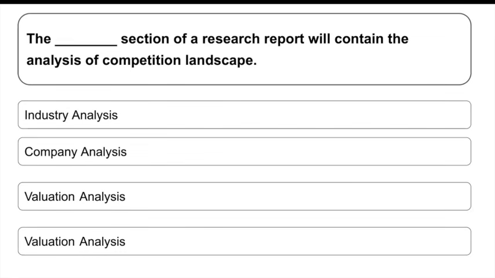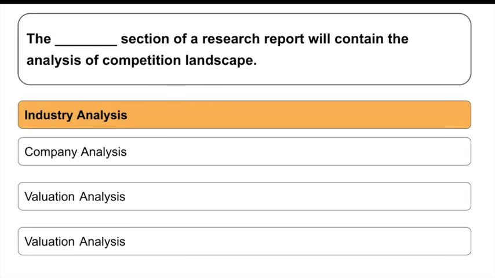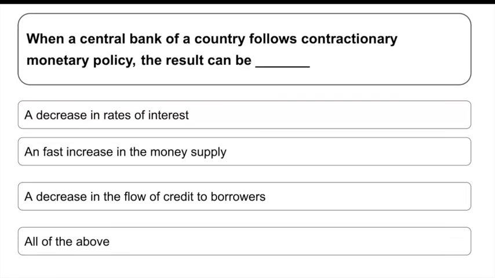Next question. The dash section of the research report will contain the analysis of the competition landscape. Options are A, industry analysis, B, company analysis, C, valuation analysis, D, valuation analysis. The correct answer is industry analysis, friends. When you look at the industry analysis section of the report, you will come to know all the competitors that you have.